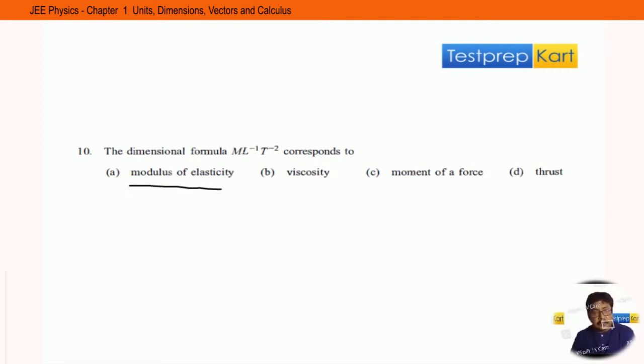So first is the modulus of elasticity. Modulus of elasticity means stress upon strain. Strain is dimensionless, so we have only the stress. Stress means force by area. So force by area, the dimension we get is M L to the power -1 and t to the power -2. So the modulus of elasticity we got over here.